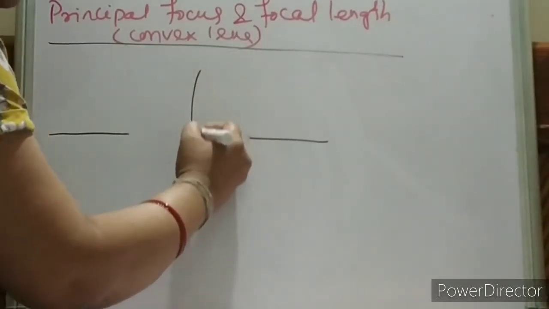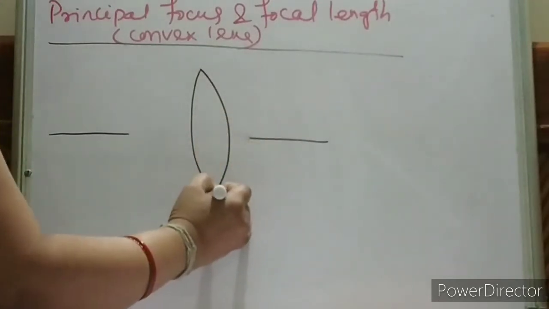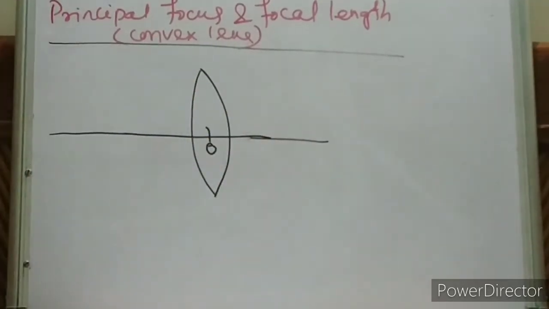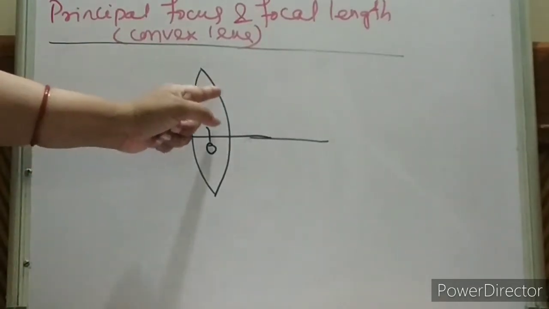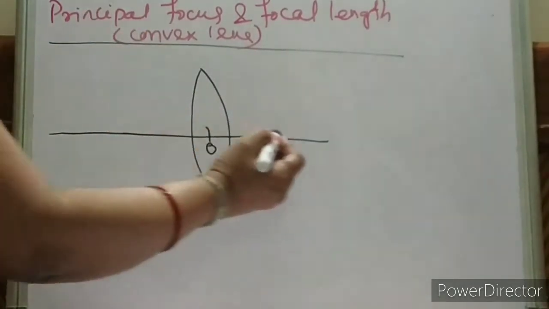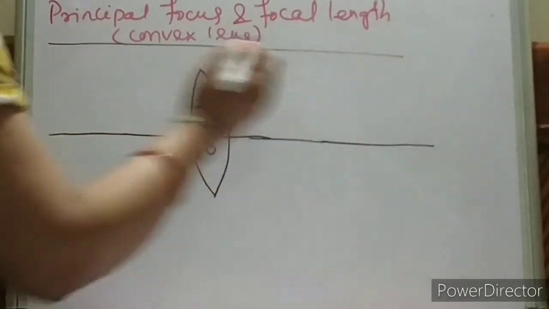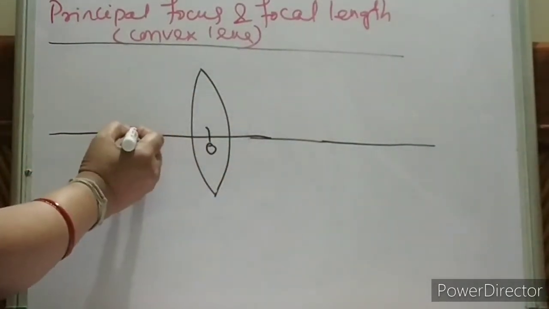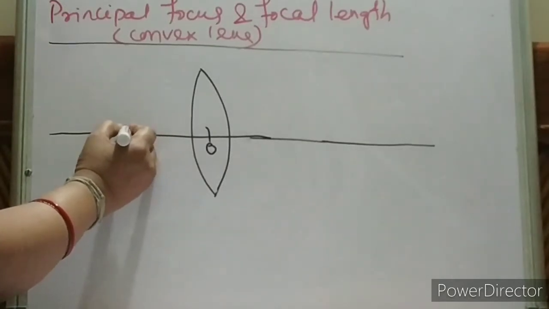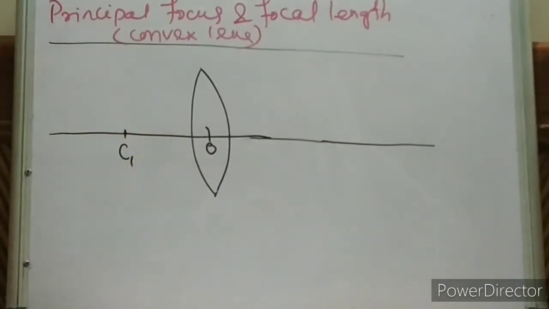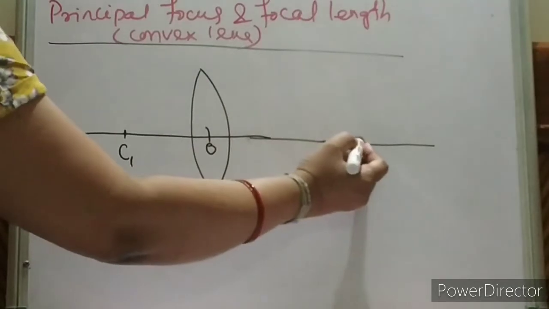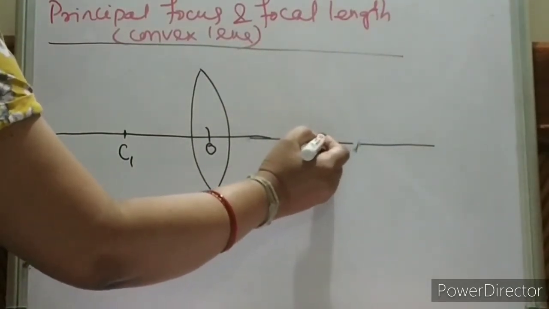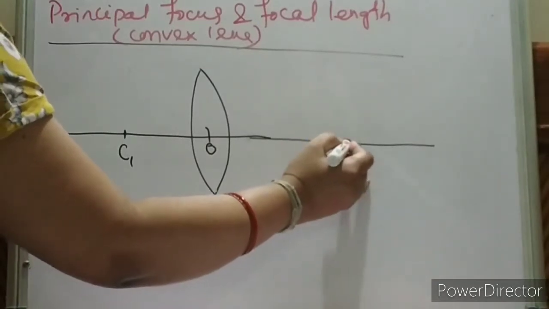So let the lens be over here, and this is your principal axis, this is your optical center, and since there are two refracting surfaces, there will be two centers of curvature. This is one center of curvature, suppose C1, and for this one, another center of curvature.